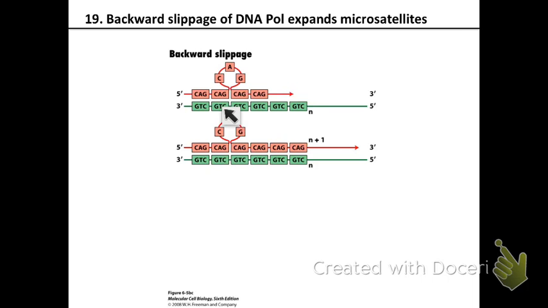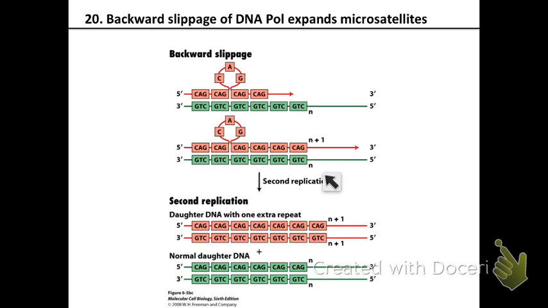But when it's in repeats and it slips backwards, it can actually just pick up normally and start incorporating new CAGs. So this little loop that is newly synthesized just bulges out, but the DNA polymerase rescues itself and starts replicating normally. What that does is add one more 3 nucleotide repeat to the new strand.